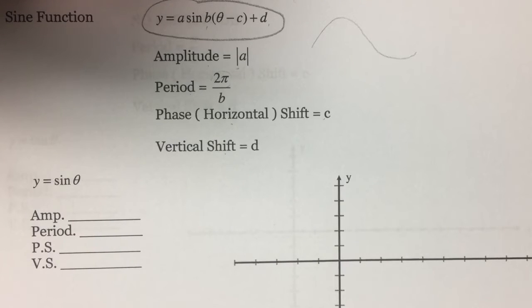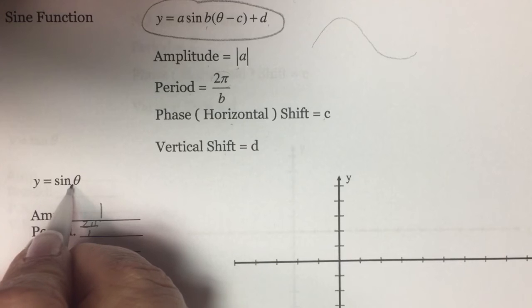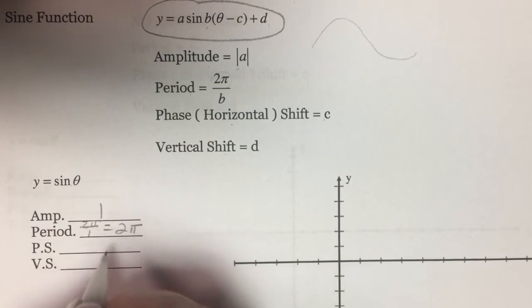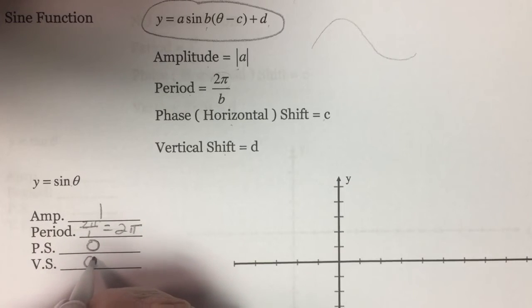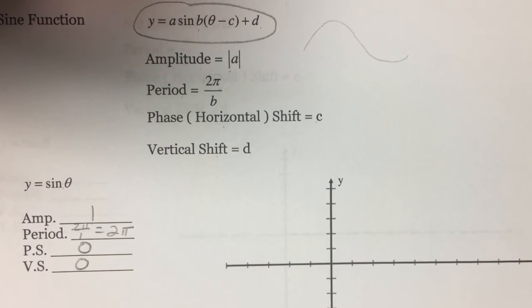So the amplitude of the sine function is 1. And you'll see what that means when we graph it. The period is, again, 2 pi over 1, because the number in front of this theta is a 1, so it's 2 pi. There's no phase shift, so that's 0, and your vertical shift is 0, because these are very basic.